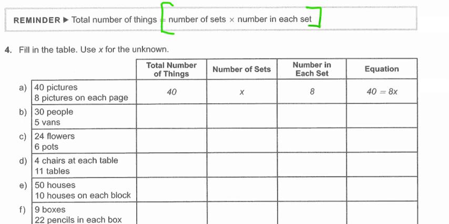Let's look at the next question. 30 people and 5 vans. So we know the total number of things, 30, and we know the number of sets, which is 5, and how many people in each van is what we don't know. So here we have 30 equals 5x. And you could solve for x after that. See if you can fill in the rest of that chart.